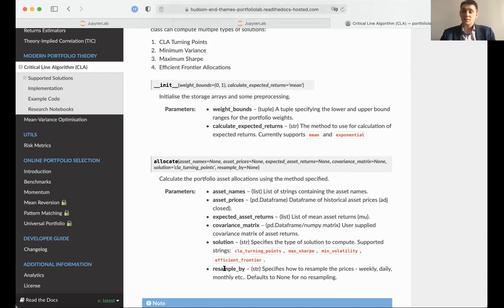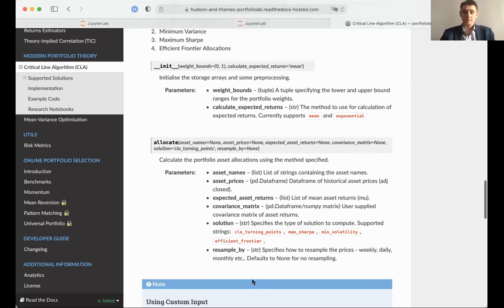So D corresponds to daily, W corresponds to weekly, M corresponds to monthly.